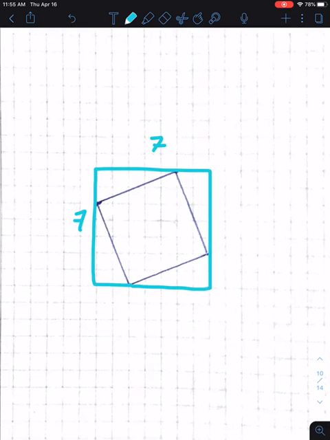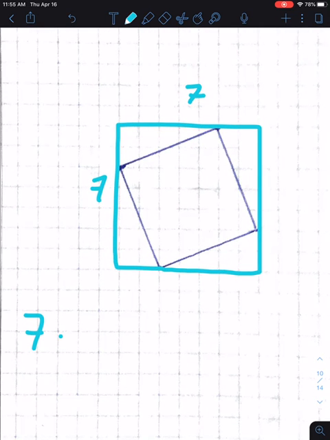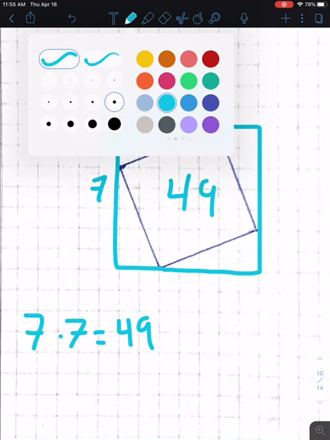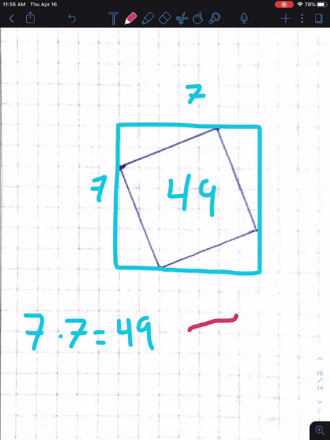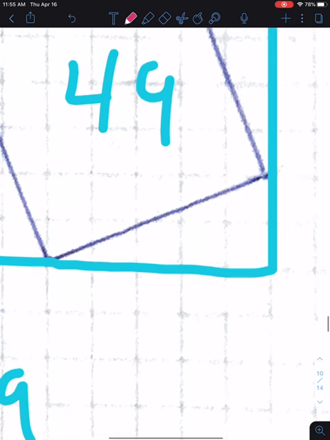Let's check something out, okay? So 7 times 7 equals 49. So our area of the full big square is 49, okay? So we found that area. Now, there's something else we can find the area of. We can find the area of this triangle right here.